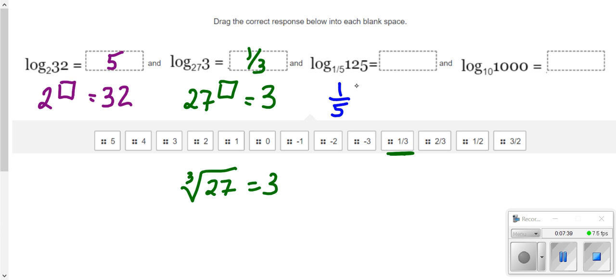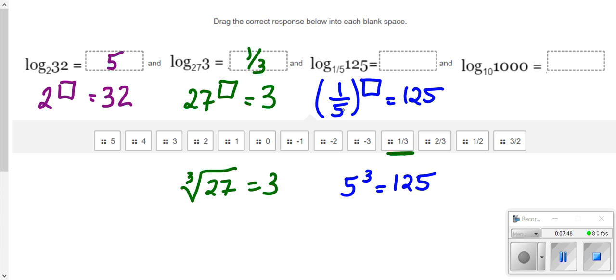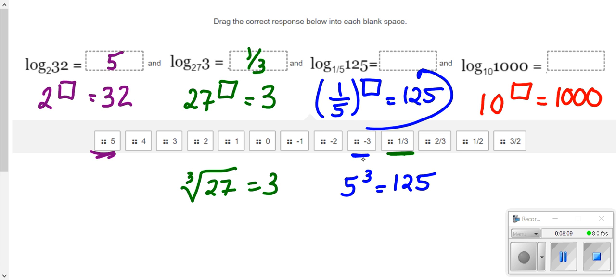This is saying 1/5 to the blank equals 125. And I know that 5 to the third is 125. But here I have 1/5, so I need that to flip over, right? The 1/5, I want it to be 5 over 1 instead. And so this box should be a -3 right in there. And the last one is saying 10 to the blank equals 1,000. And that is also 3. All right, I hope that this helped. Thanks.